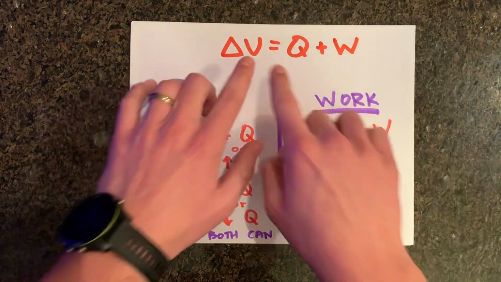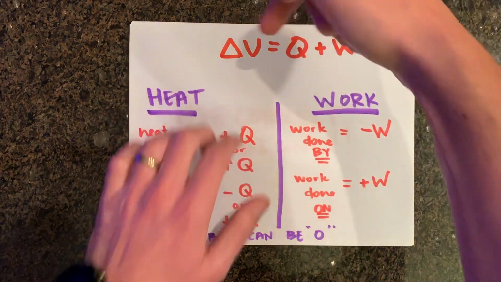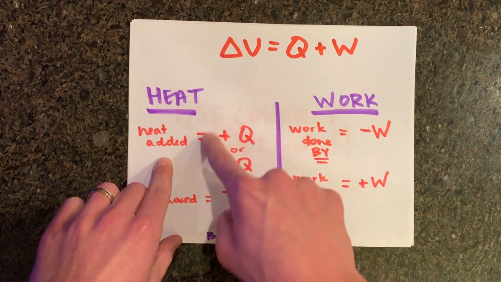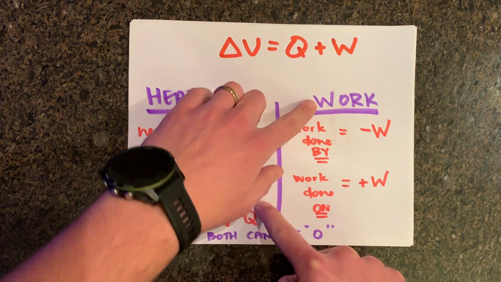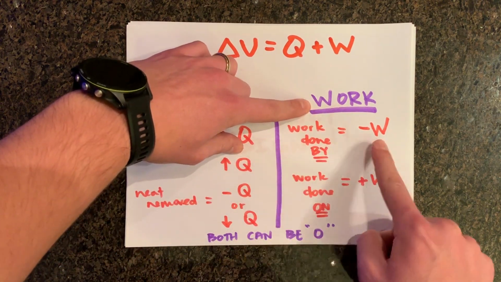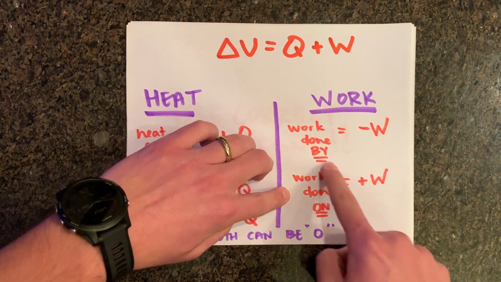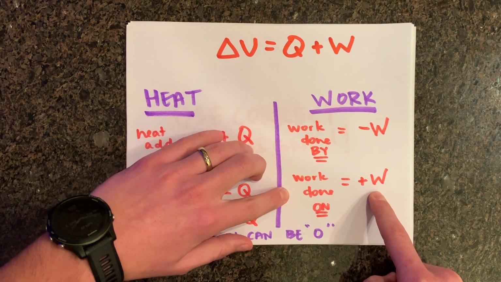Returning to the equation, we need to define the signs of these quantities in order to use it properly. So let's note that when heat is absorbed by the system, Q will be positive, and if it is lost by the system, Q will be negative. If work is done by the system, like an expanding gas, work will be negative. If work is done on the system by the surrounding gas causing compression, work will be positive.